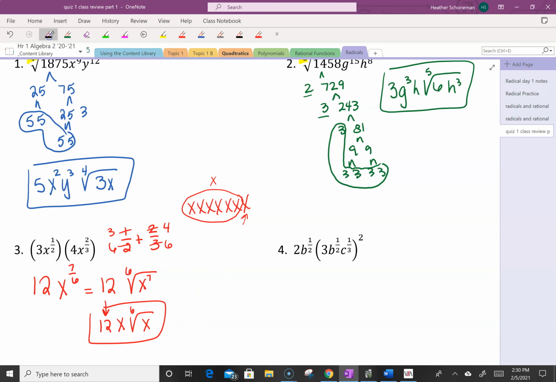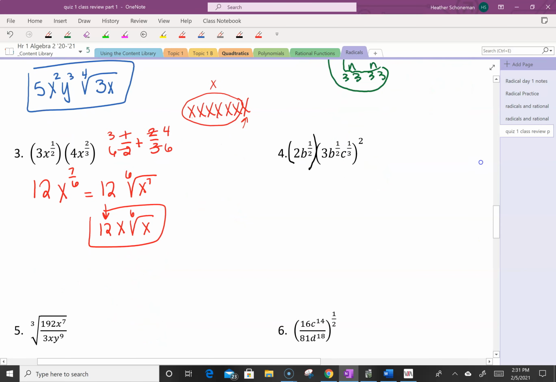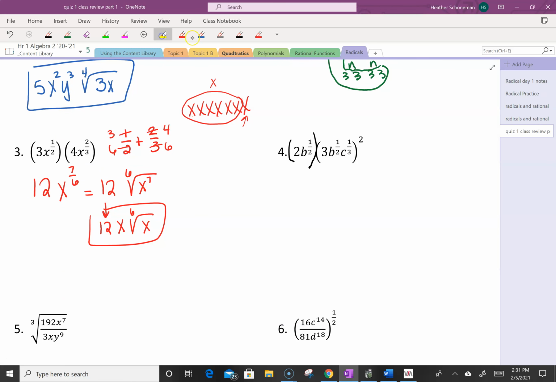Okay, on number 4, we're multiplying, and I think it would be easier if this was in parentheses. I think we'd mentally know better what to do. Well, when we multiply, we know we've got to multiply the numbers and then add the exponents. That's great and all, but we can't do that until we've dealt with this power that's up here. We need to distribute that first. So my first parentheses is going to stay the same. So I have 2b to the 1/2.